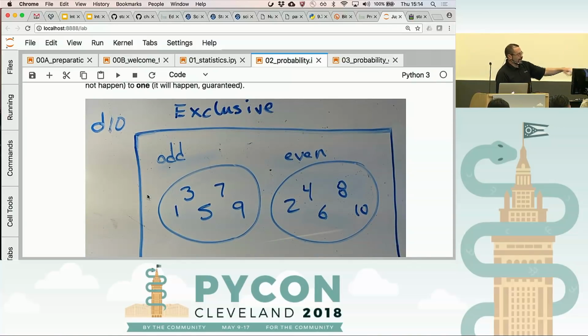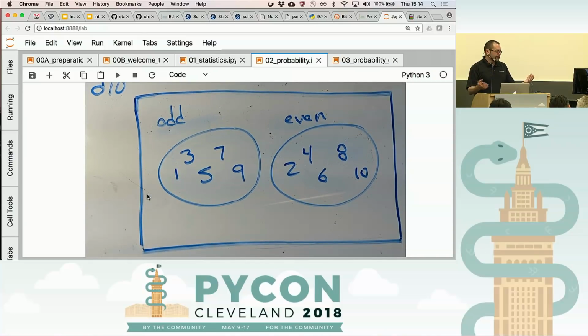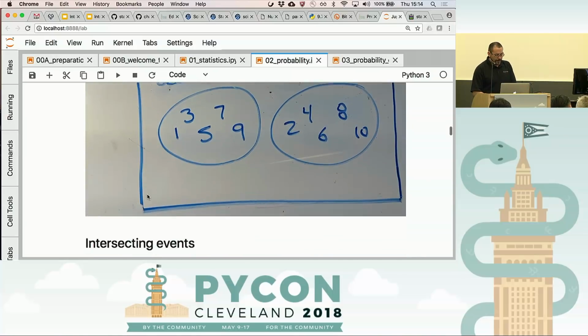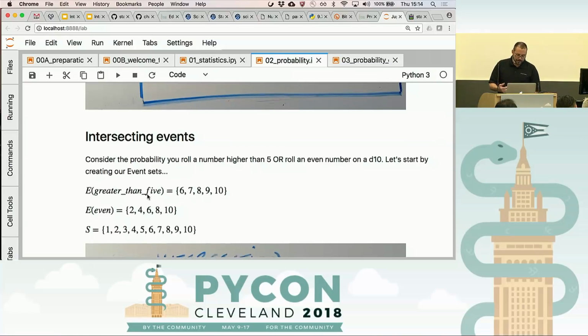So yes, I have my little odd circle, my little even circle, and there's a total of 10 things in it. My sample space has got 10 things, so it's all good. But what happens if I do something slightly different? What is my probability of getting something that is greater than a 5 when I roll that 10-sided dice? I have a 6, 7, 8, 9, or a 10. What is my probability of getting a number that is even: 2, 4, 6, 8, or 10? My sample space is 1 through 10.